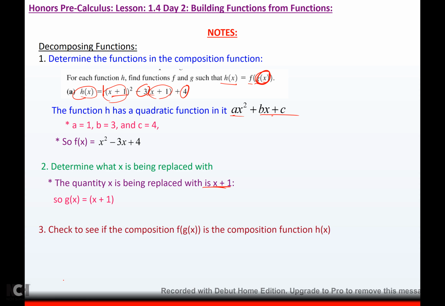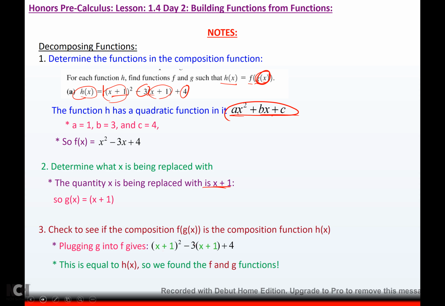Okay? Then check: if g of x is this, then f of x, if I plug g into f, everywhere there's an x, I change it to x plus 1, it looks the same. So this is equal to h of x, so we found the f and g functions. So there's your f of x, and there's your g of x.